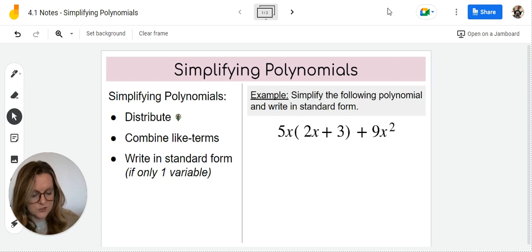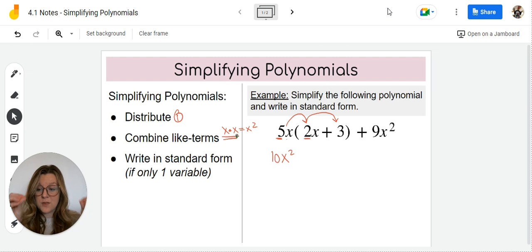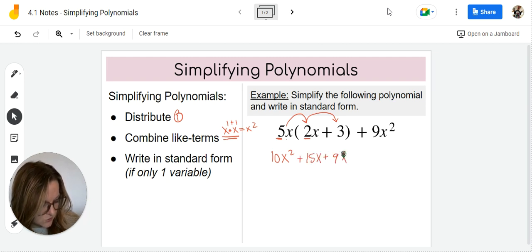So remember, step 1 is to distribute. So 5x needs to be multiplied times everything on the inside. We multiply 5 times 2 first to give us 10. Remember, x times x gives us x squared. So I'm going to have an x squared here. When we are multiplying variables with exponents, remember, we add their powers. So 1 plus 1 gave us that 2. Okay, and then next we have 5x times 3, which is 15x. I'm going to bring down the 9x squared.